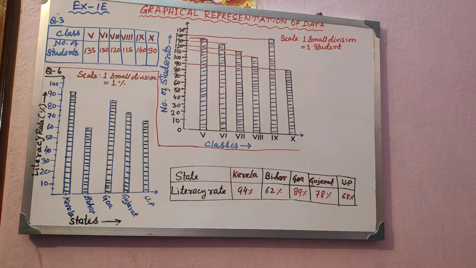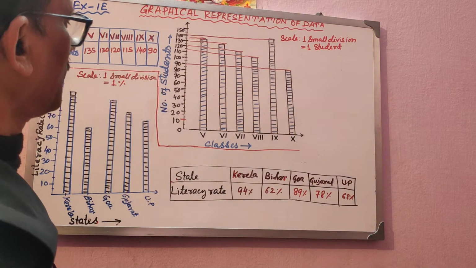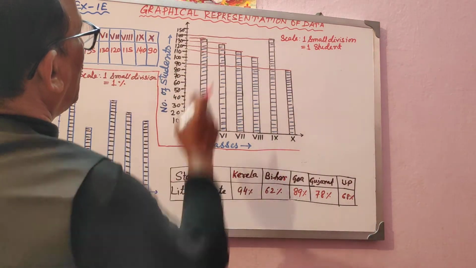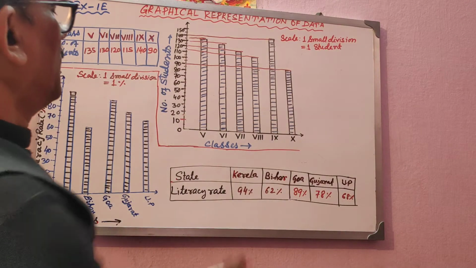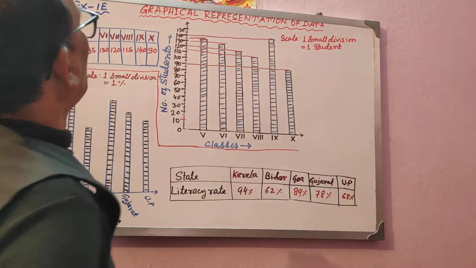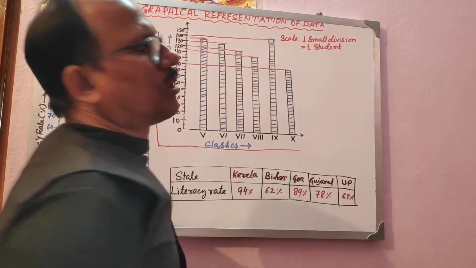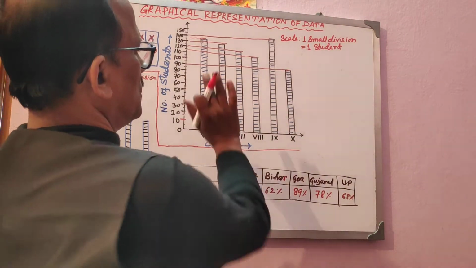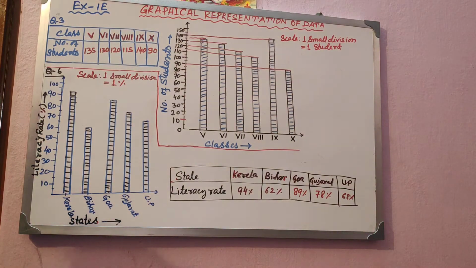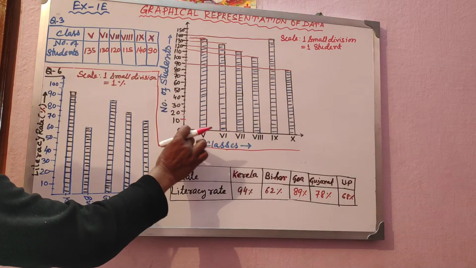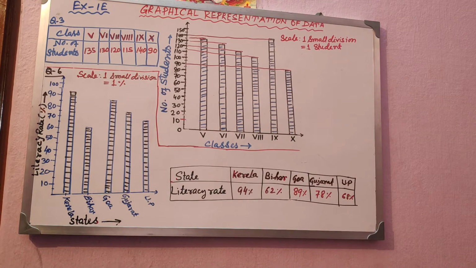Now see, you have drawn the proper graph. From there you can come to know class 5 has how many students? 135. Class 8 has how many students? 115. Like this you can. You have to write down the scale: one small division is equal to 1. So this is the proper representation of the data graphically through a column graph or a bar graph. Understood? Now moving on to another question.